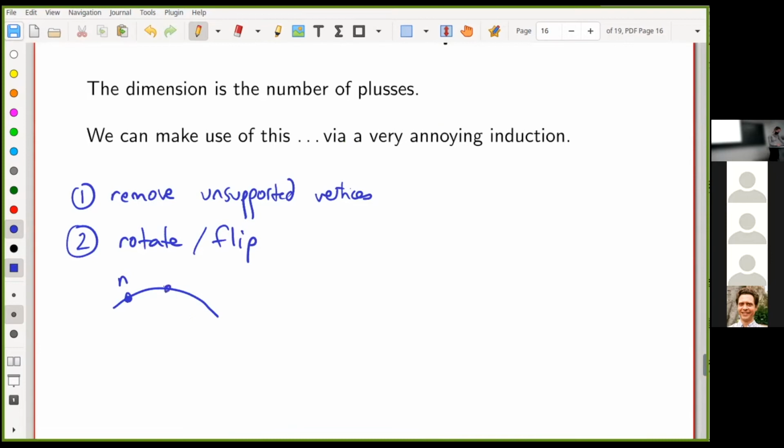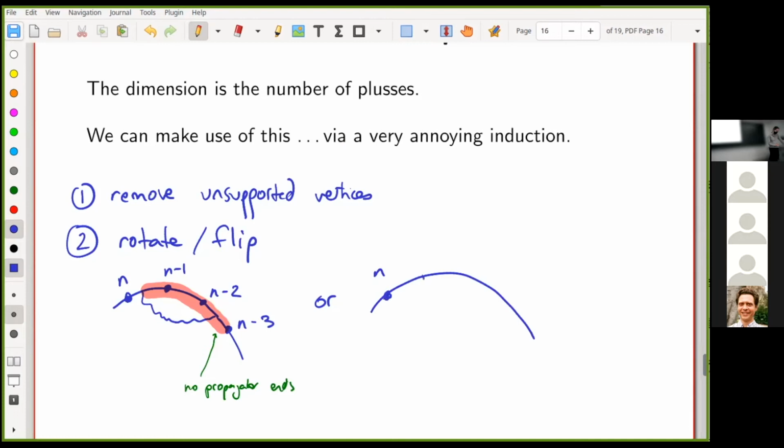Okay, so if here's my vertex n minus 1, my vertex n minus 2, or my vertex n minus 3, and then I have a propagator here, but I don't have, and I'll highlight this in red, there's a region in here with no other propagator ends, and it goes all the way to there. Or, so sometimes I can get that situation, or I can get this situation.